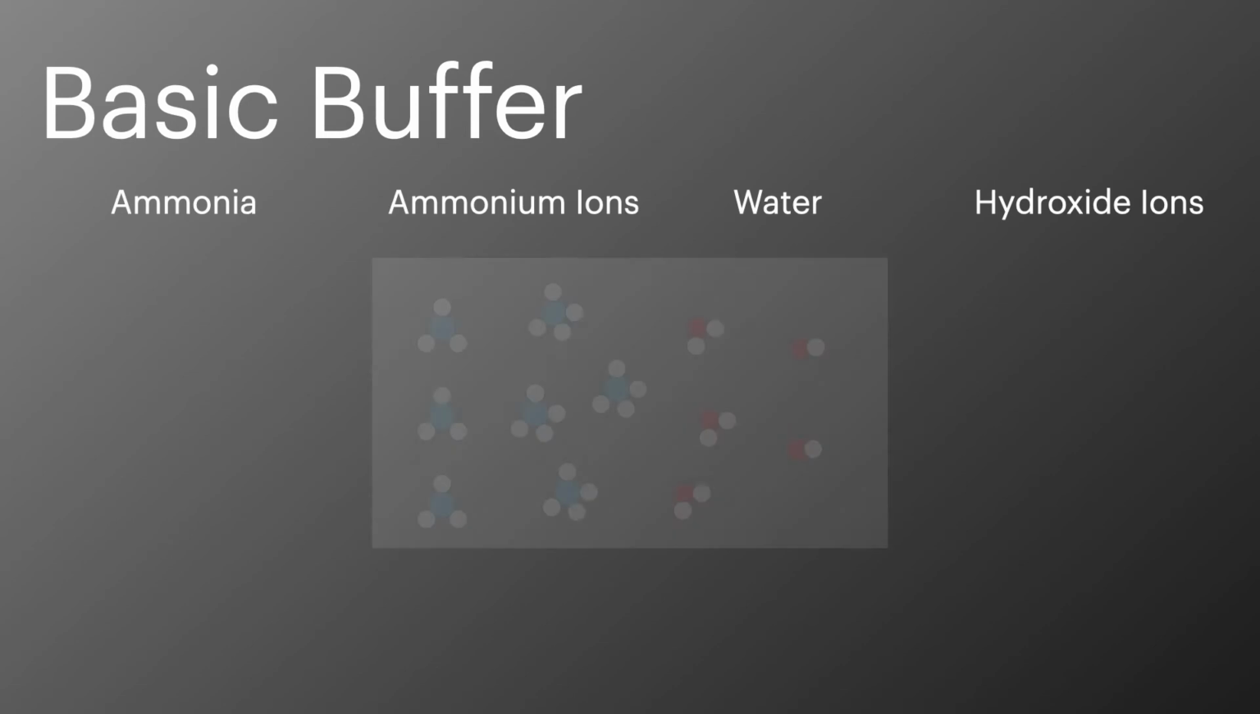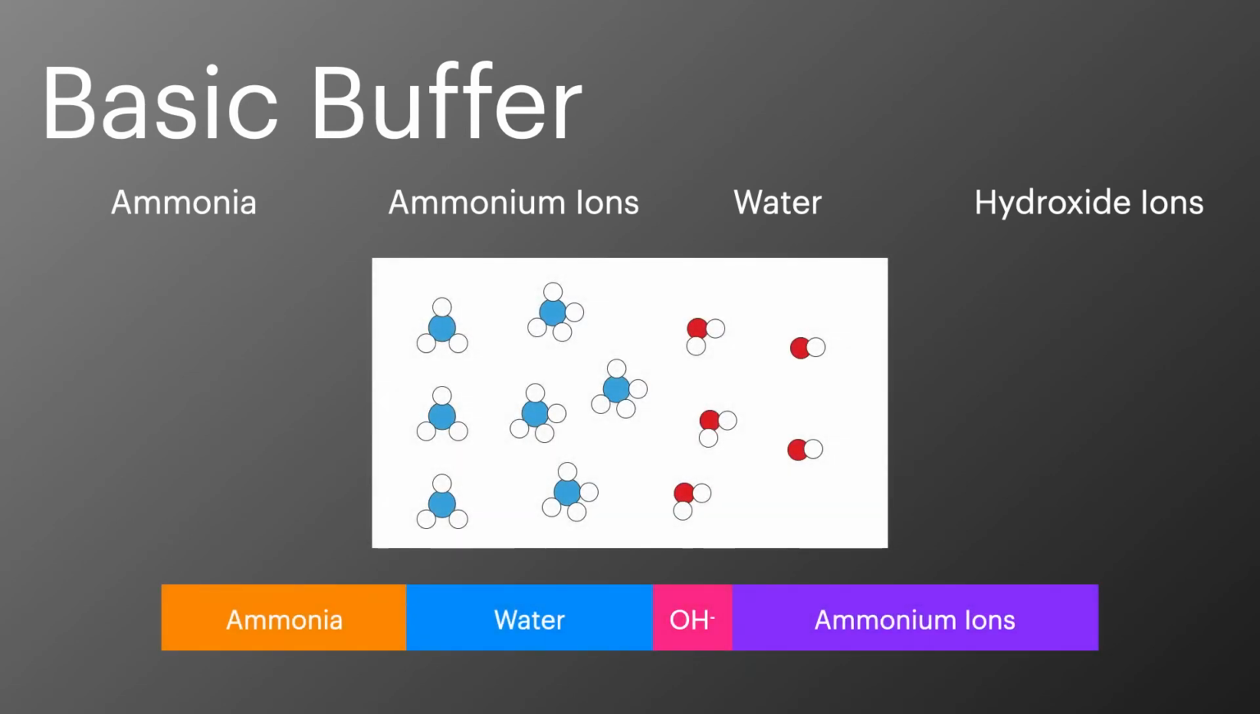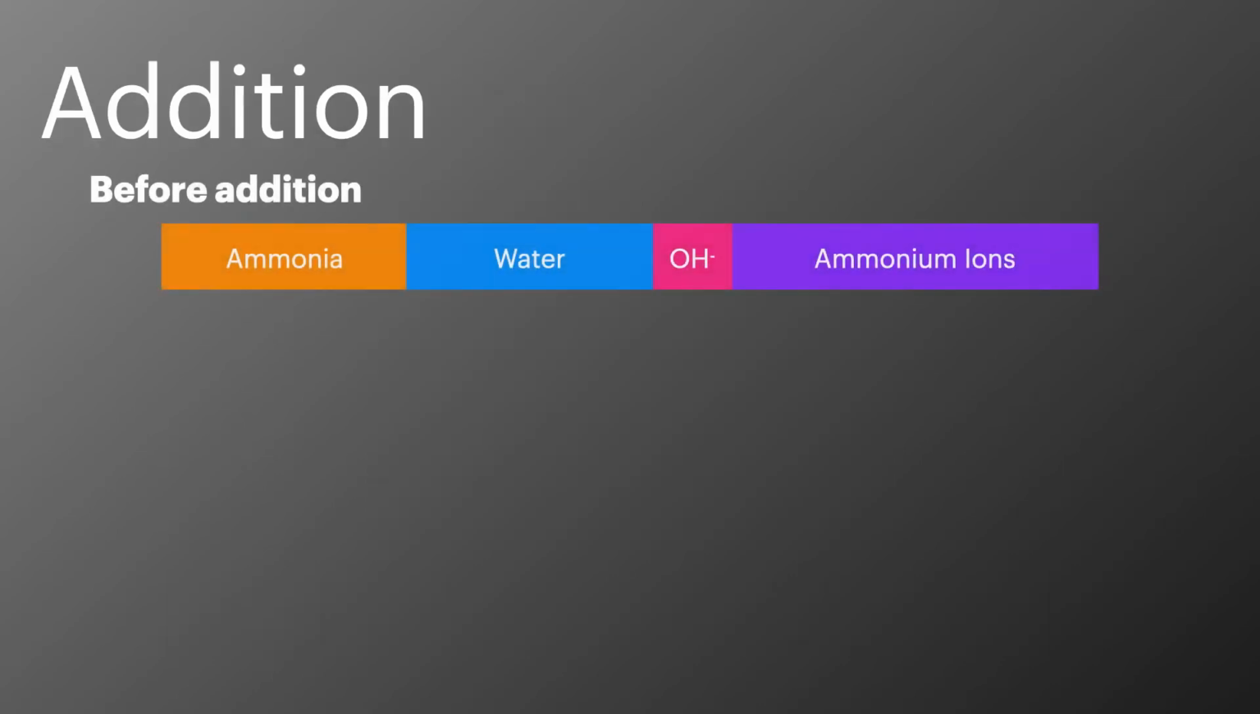Once we have all the species present for the buffer, we again establish an equilibrium. This contains more of the ammonia and the ammonium ions than the hydroxide ions. It's the concentration of these hydroxide ions which maintains the pH in the solution. Once the equilibrium is established for the buffer, it will resist changes to the concentration of hydroxide ions.